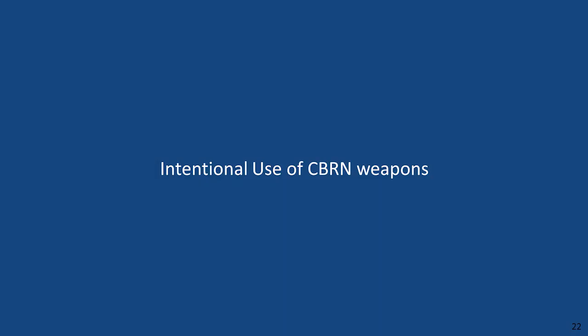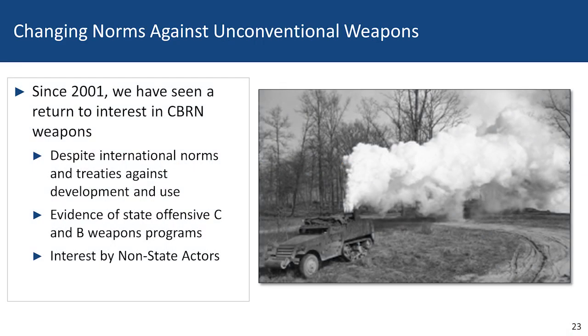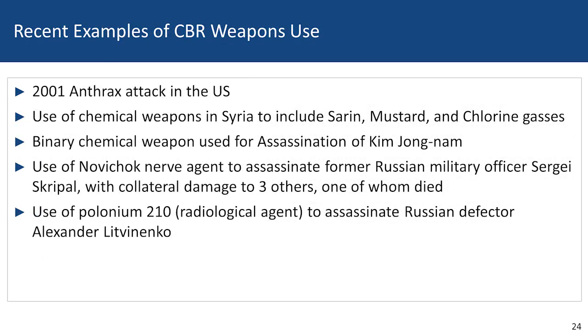So in this last section, I will focus a little bit on intentional use of CBRN weapons. I won't belabor this because I think that you all know this topic fairly well. Since 2001, I think we've seen a return to interest in CBRN weapons generally. Despite international norms and treaties against their development and use, we have evidence now of state offensive chemical and biological weapons programs and interest by non-state actors. So, recent examples of chemical, biological, and radiological weapons use.